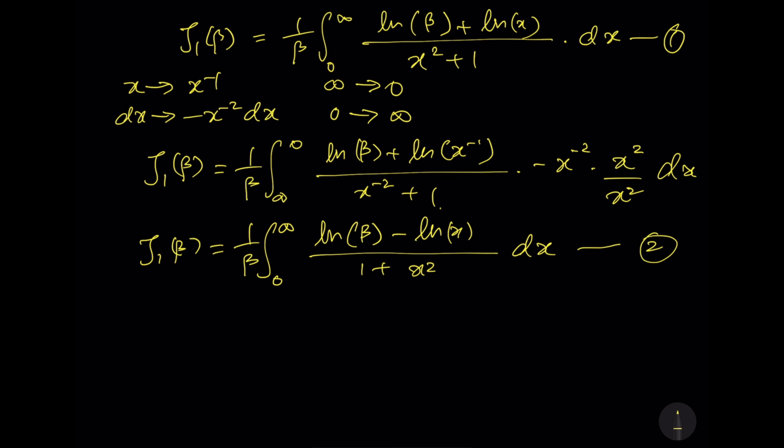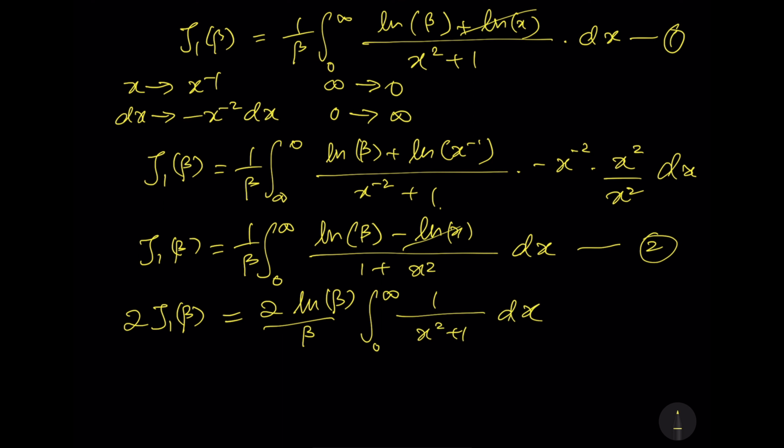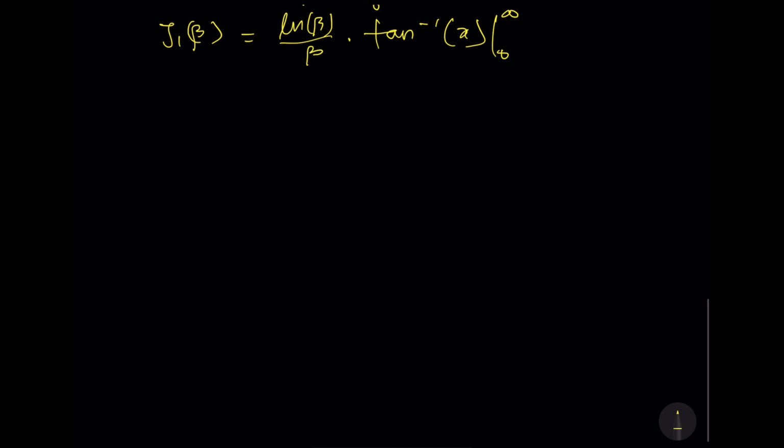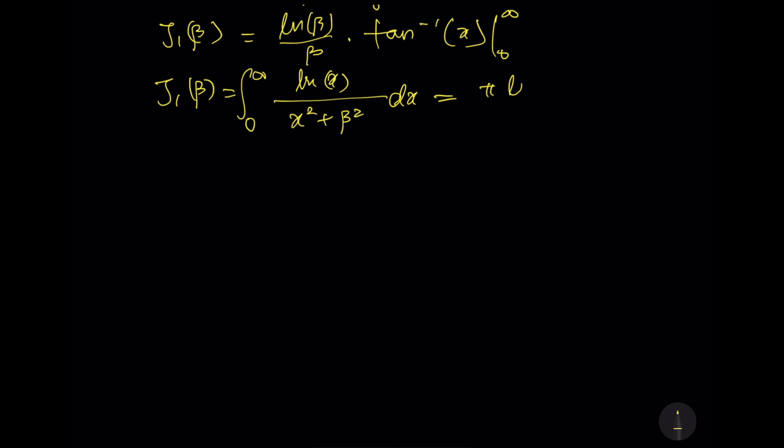Here we can apply equation 1 plus equation 2. By doing so, the natural log x terms are cancelled. The left hand side is 2 J1(beta), while the right hand side is 2 multiplied by natural log beta divided by beta, integral 0 to infinity of 1 divided by x squared plus 1 dx, which gives us J1(beta) equals natural log beta divided by beta multiplied by inverse tangent x. Put in x equals infinity and x equals 0. We can conclude that J1(beta) equals pi multiplied by natural log beta divided by 2 beta.